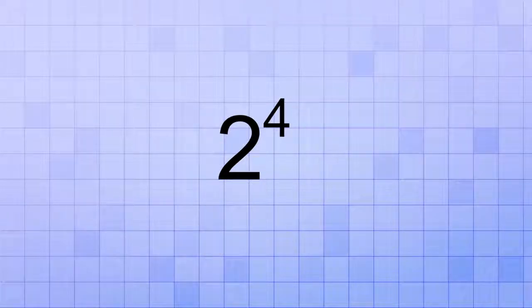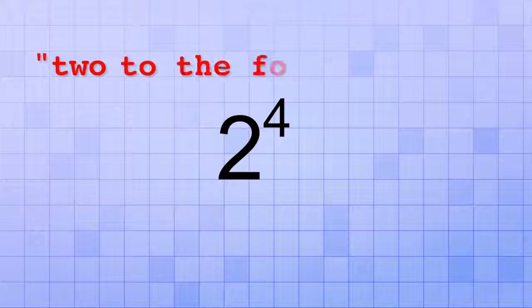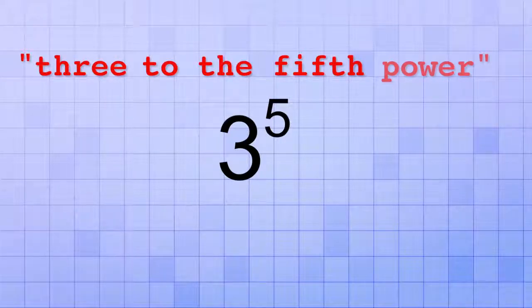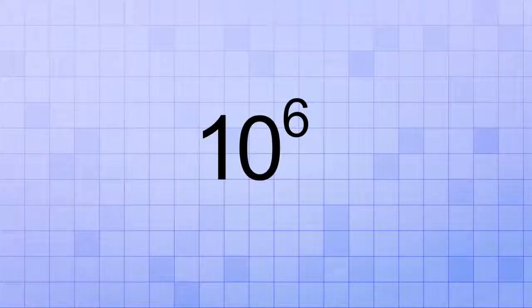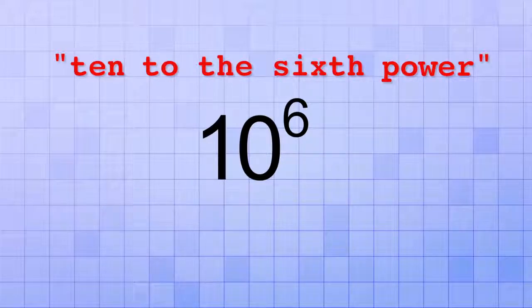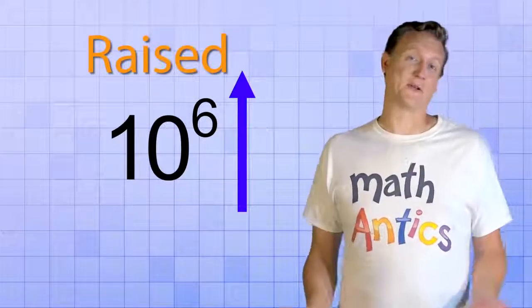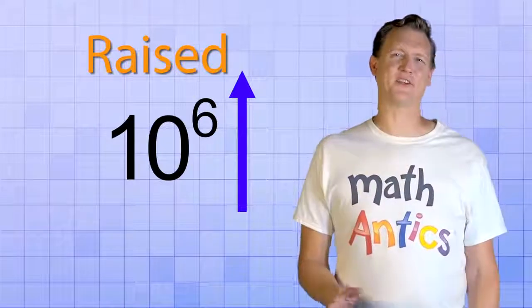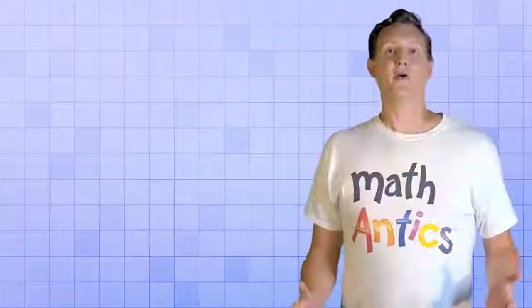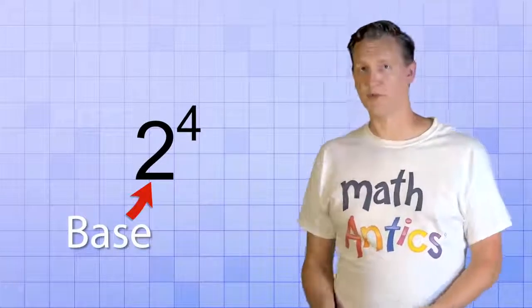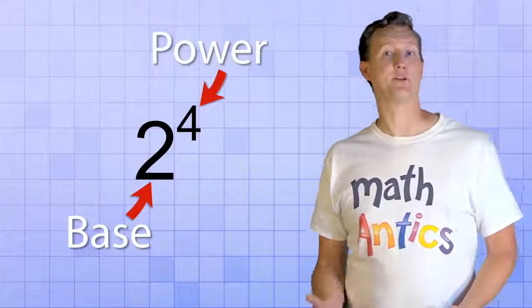For example, this exponent would usually be read 2 to the 4th power, or just 2 to the 4th for short. And this exponent would be read 3 to the 5th power, or just 3 to the 5th. And this exponent would be read 10 to the 6th power, or just 10 to the 6th. Get the idea? Oh, and you'll often hear people say that a number is raised to a certain power. You know, because it sounds kind of cool. But it's just another way of saying the same thing. Okay, so now you know what the two numbers in an exponent mean. The base is the number that gets multiplied, and the power tells you how many times to do it.